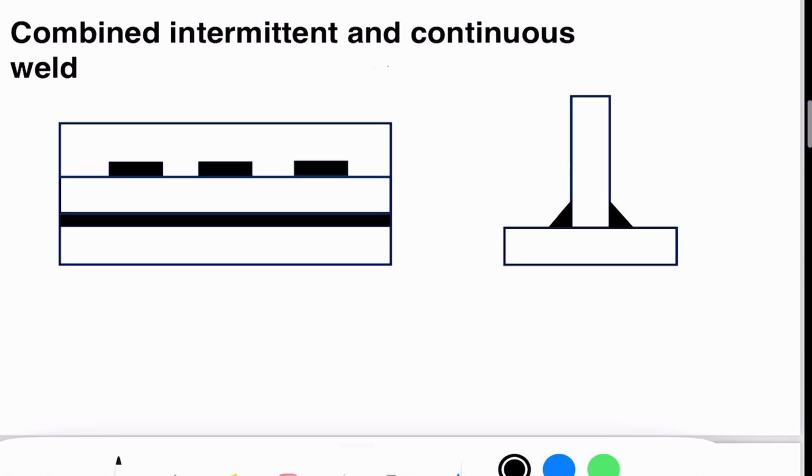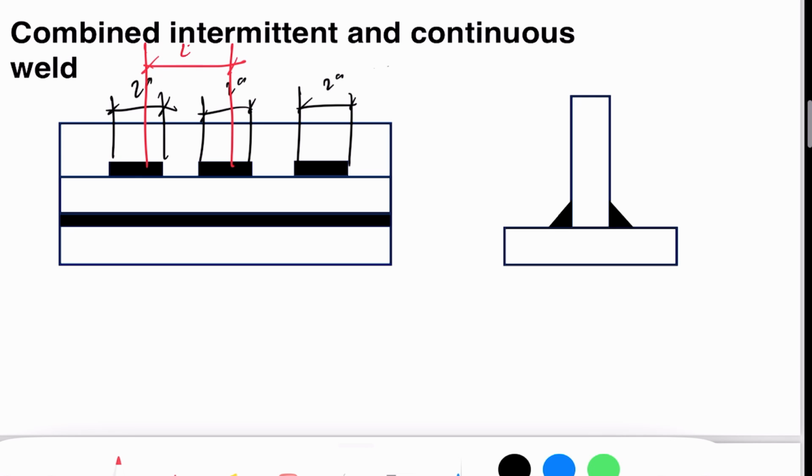So if the pitch of the weld, or the size of the intermittent weld on the other side, is 2-inch, just like this one, and its pitch is 4 inches, you can write this welding symbol as follows.